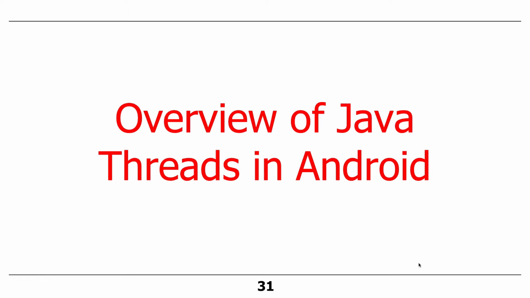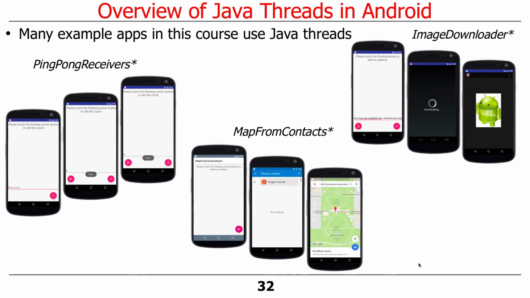What I wanted to do to finish off the middleware infrastructure is just give a quick overview of how threads are implemented in Android. And a lot of the examples we'll look at later. And again, if you take the course next semester, we'll use a bunch of threading that works on Android. So it's worth understanding how it all works.